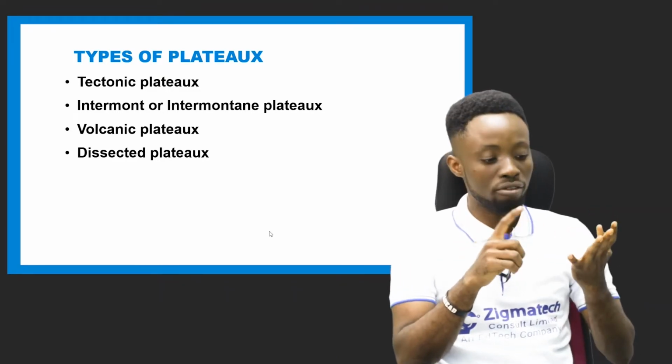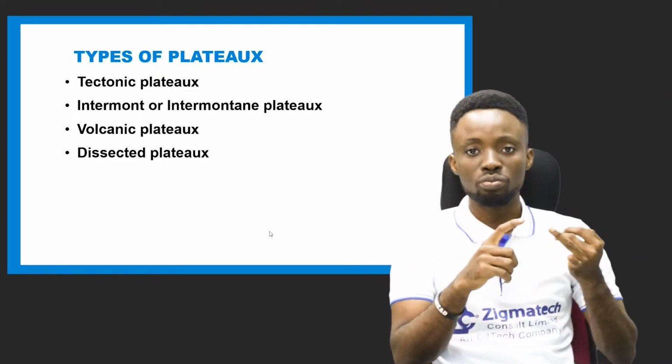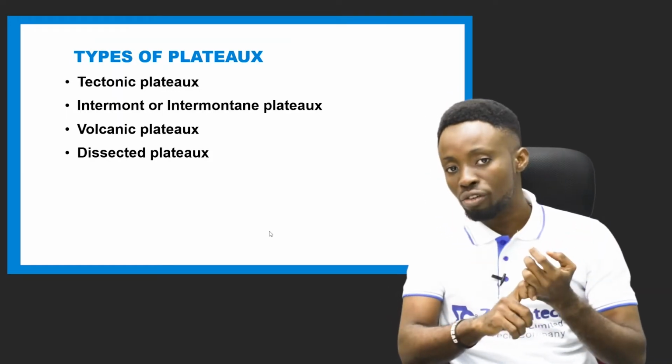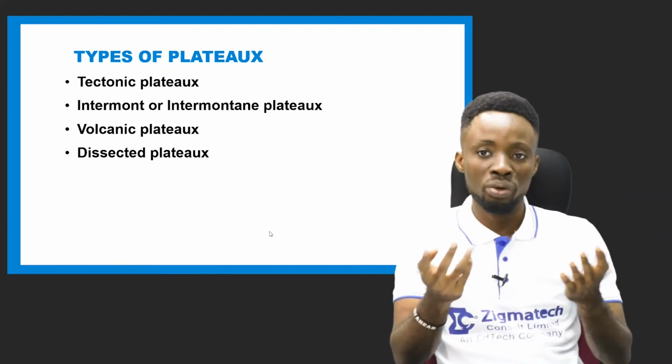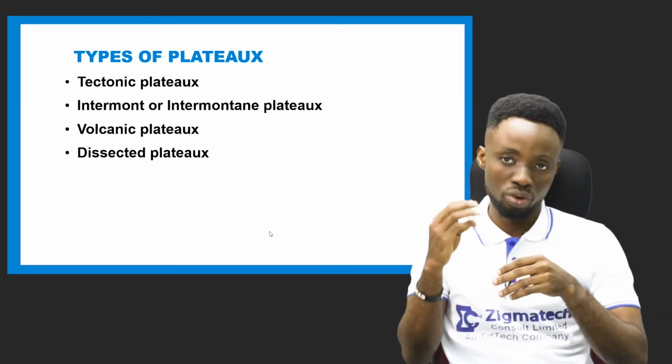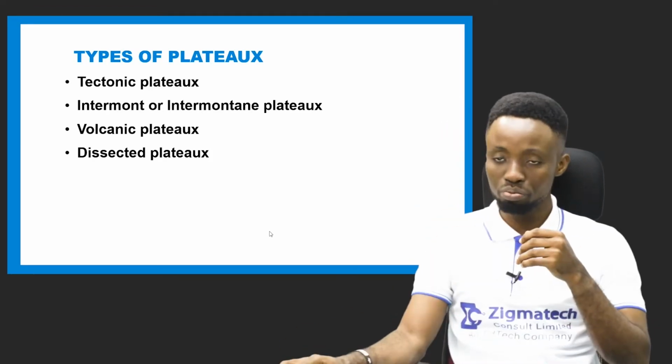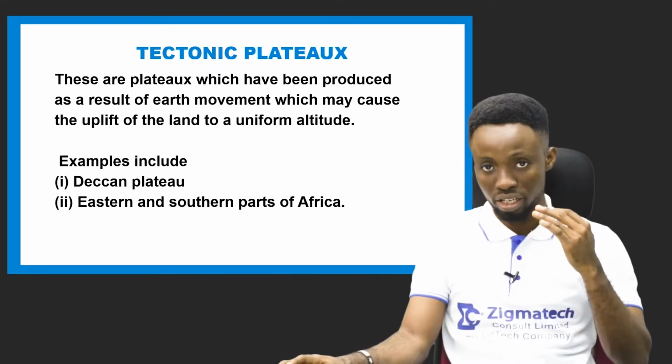So what are the types of plateaus we have? We basically have the tectonic plateau. We have the Intermont or the Intermontane plateau, we have the volcanic plateau, and we have the dissected plateau. So we have four basic types of plateau. So let's look at them one after the other.